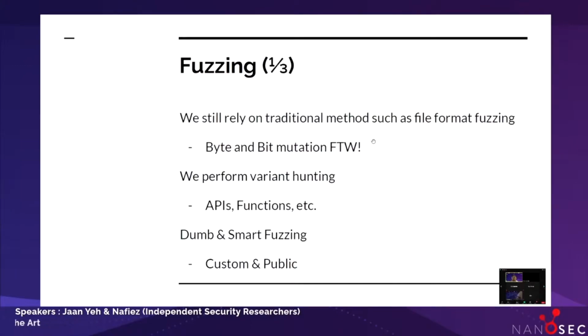In fuzzing, most of our work still relies on traditional methods, such as file format fuzzing, which consists of byte and bit mutations. We do perform variant hunting on APIs, functions, and many more. We also do dumb and smart fuzzing using publicly available fuzzers, and we also write our own custom fuzzers.